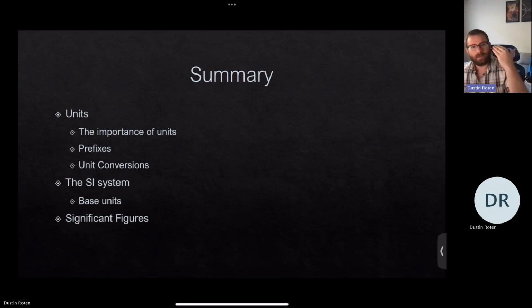So we have the intro to units, the importance of units. We went through several of those issues where units turned out to be a big problem. We've talked about prefixes, so how you can write really small numbers or really large numbers. We've talked about unit conversions. We also talked about the SI system and its base units and the history of those, where they came from.